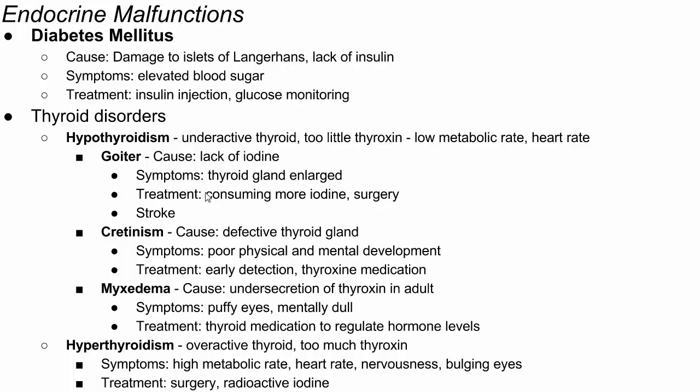Oftentimes what happens if a person has this is their thyroid gland starts to swell up. It's called goiter. And what's sometimes confusing, it also could happen if a person has hyperthyroidism. So this swollen neck is one of the symptoms of having these thyroid conditions. The thyroid gland may be enlarged. It's treated by people consuming more iodine. This is often a problem in people that live in areas where the soil is deficient in iodine.